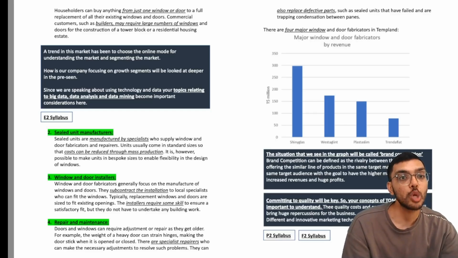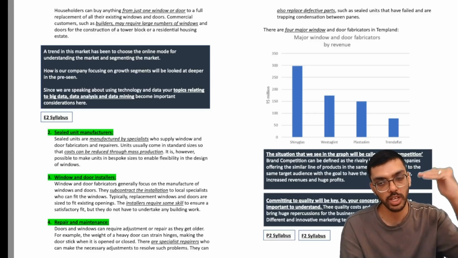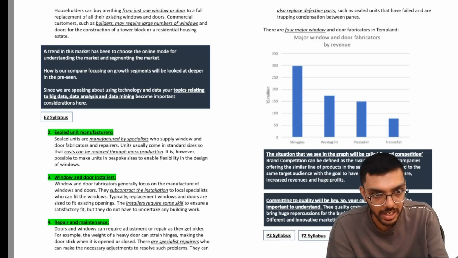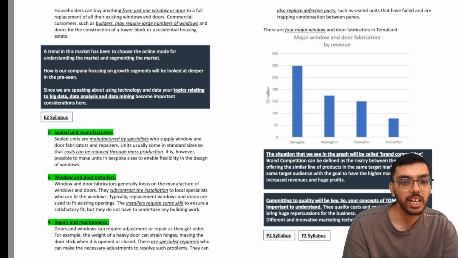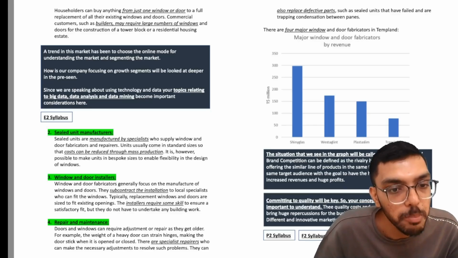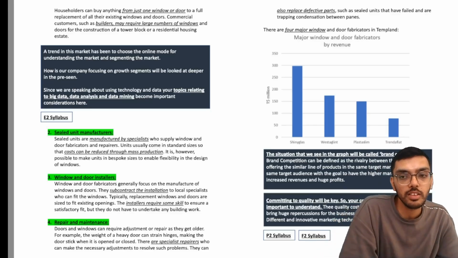Then there is installers. So first come the seal units, then the window and door fabricators, then you need to install it, right? So window and door fabricators generally focus on manufacture. They will then subcontract the installation to local specialists who can fit this window.